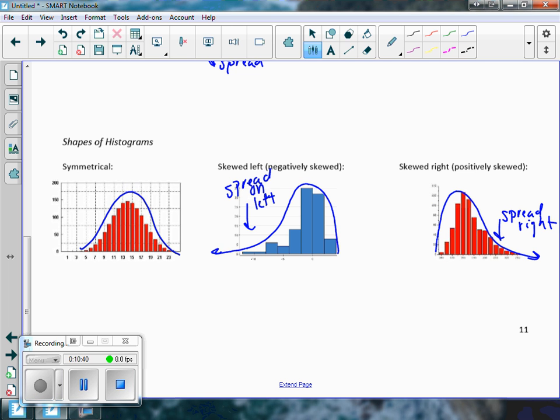So I need you to be able to look at a box plot, look at a histogram, and decide what its skewness really is.